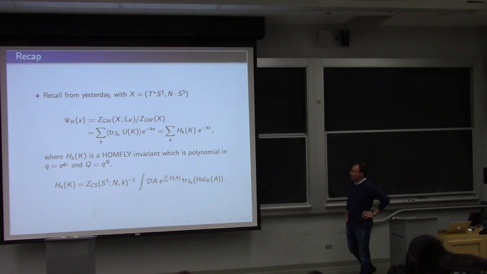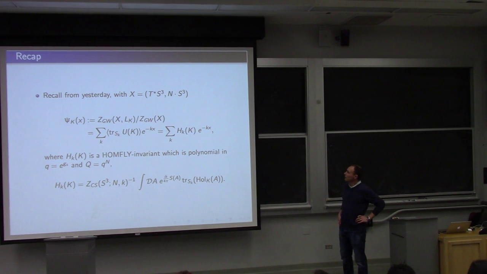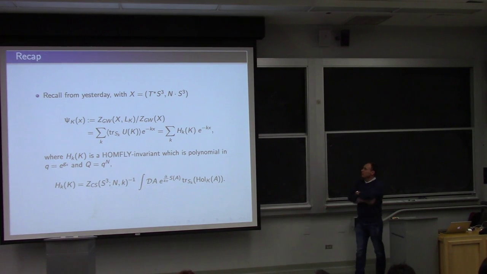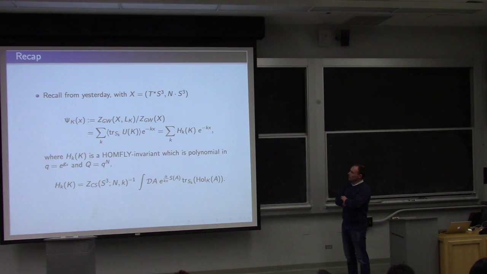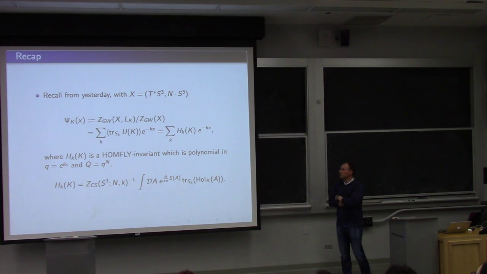So the main point that I didn't manage to make was to continue the physics story a little bit. Recall that what we were doing is relating, following basically Witten, the Gromov-Witten theory, so the open string in T star S3, to the Chern-Simons theory. And in particular, we found a relation that expressed the curve count, so this psi of x, that counts the curves.